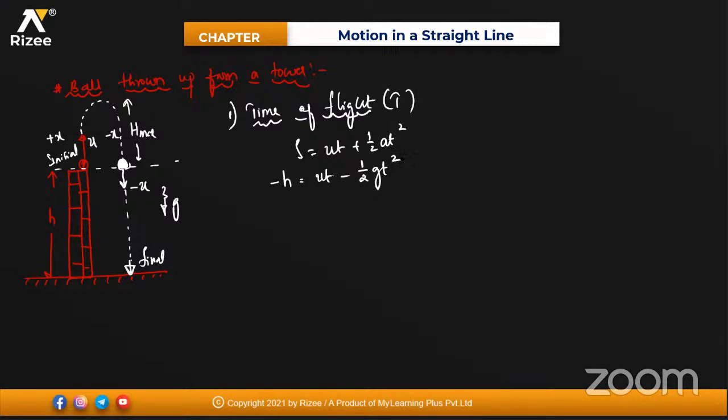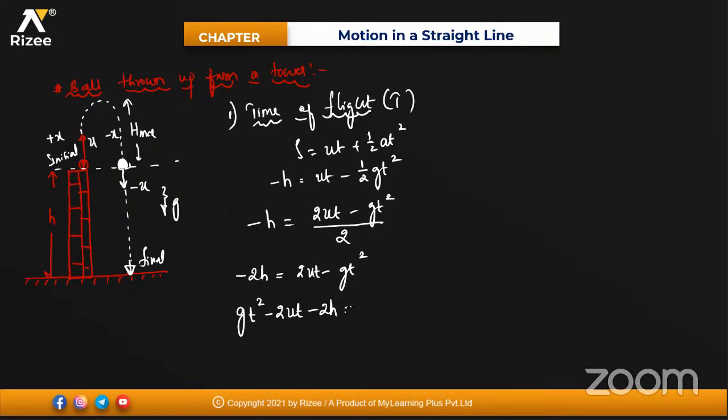Clear? So this will become, for me, minus h equals 2ut minus g t square divided by 2. Can I write like this? Any problem? Taking this 2 here, minus 2h will be equal to 2ut minus g t square. That means g t square minus 2ut minus 2h will be equal to 0.